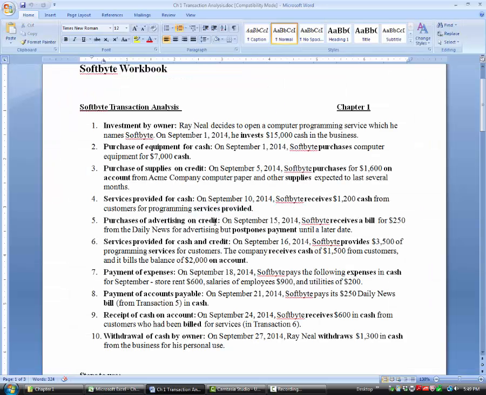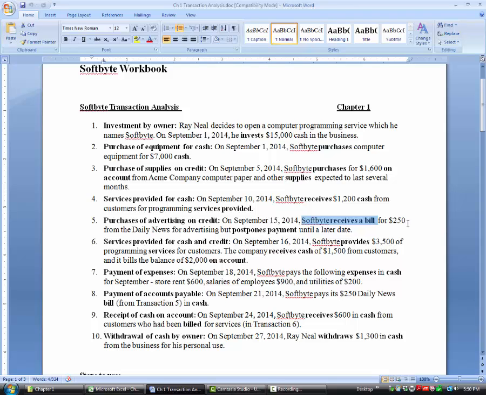Purchases of advertising on credit. So purchase on credit is the same as saying purchase on account. When we purchase on account or on credit, it means that we are not paying in that moment and we are going to be paying in the future. So on September 15th, 2014, Softbyte receives a bill. Now we all know what that means. When we receive a bill, it means that we owe money.